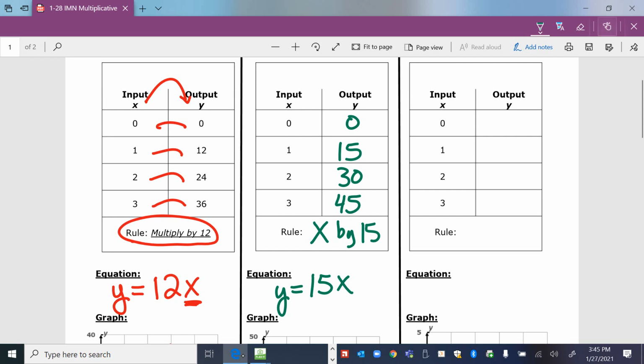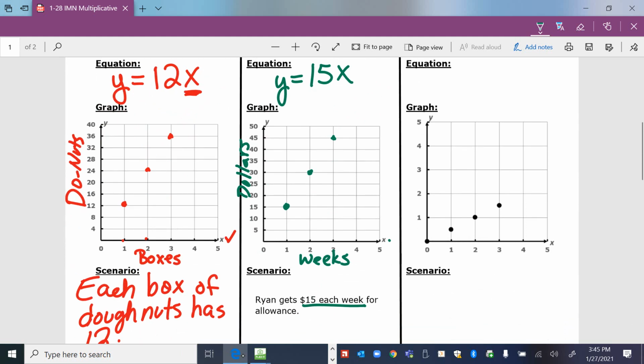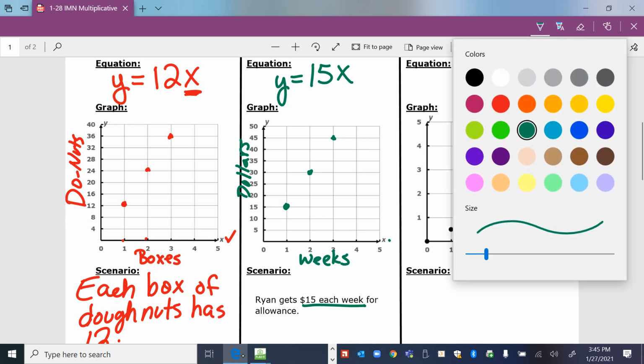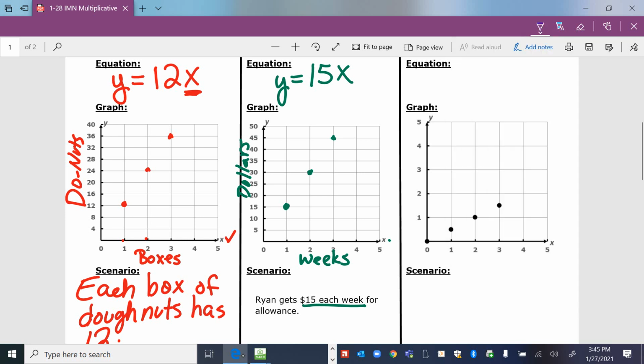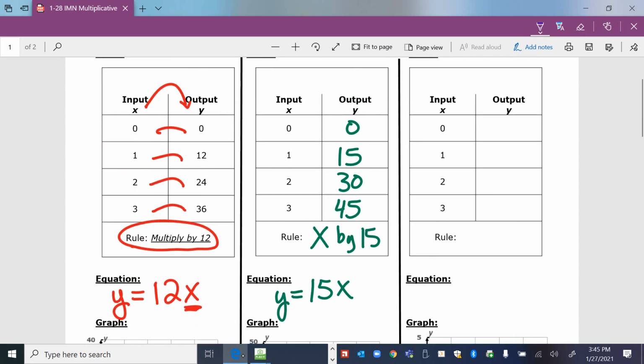Okay, our third one, we don't have a table or equation, they give us the graph. The easy thing here is to take the information from the graph and put it in the table. For every one of these, I get a half. 2, I get a whole. 3, I get 1 and 1/2. So let's transfer that information up here. With 0, I had nothing. 1, I had a half, or you could use 0.5. 2 was 1 whole, and 3 was 1 and 1/2.